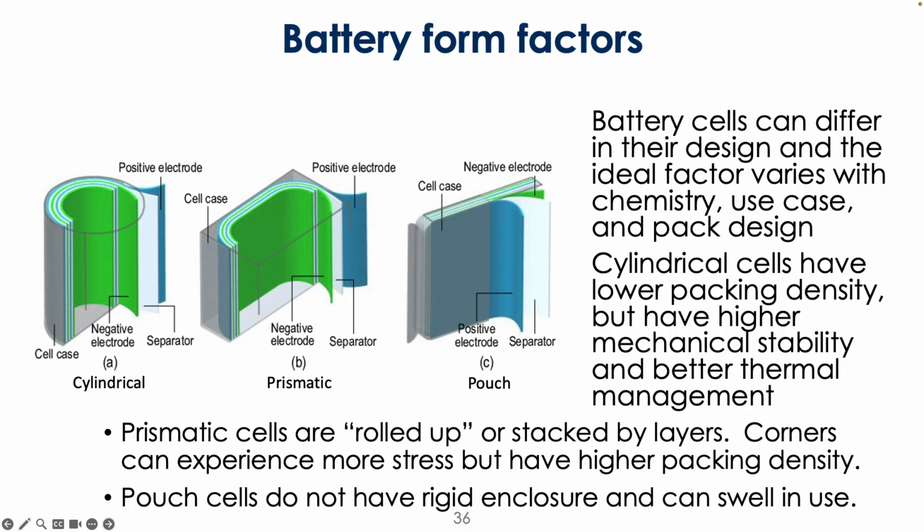Prismatic cells, so this is the structure kind of right in the middle. You have your layers of electrodes, separators, your anodes, separators, and then cathodes arranged in this kind of roll, and then stacked up into these layers. These tend to have better packing density, right? Because they're rectangular, and so you can fit them right up against one another.